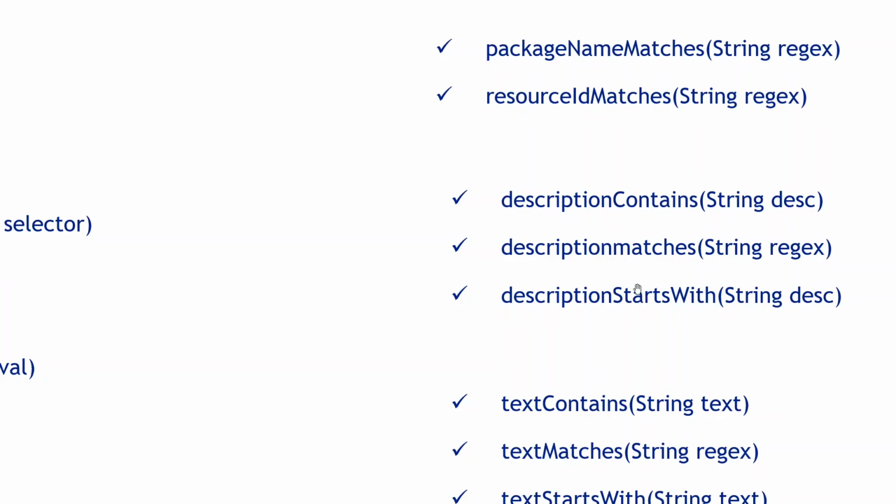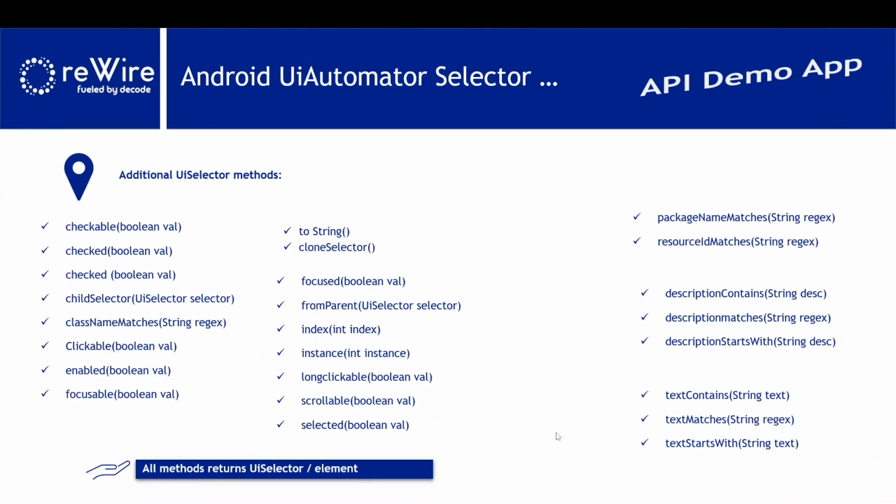And description contains and matches, description starts with, text contains, text matches, text starts with. This regular expression, you can use it. Sometimes it may not work, but if it is not working, you need to find an alternate way. Mostly whatever the standard method that I have shown for the UI selector solves your purpose. But in case you are still having issues, then you can take the appropriate method from this and use it.